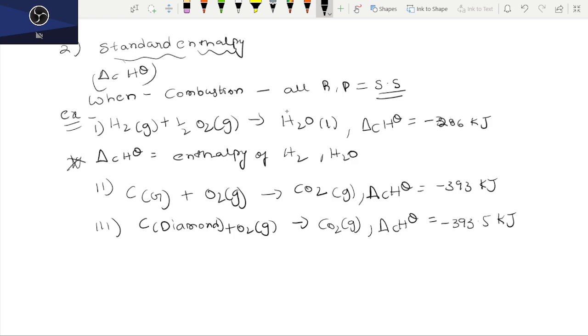So what does this energy indicate? It indicates the enthalpy of combustion of graphite. Now these are various reactions I am giving you as examples. After that, all combustion reactions are exothermic. Whatever we learned above, all the combustion reactions are exothermic reactions, right?